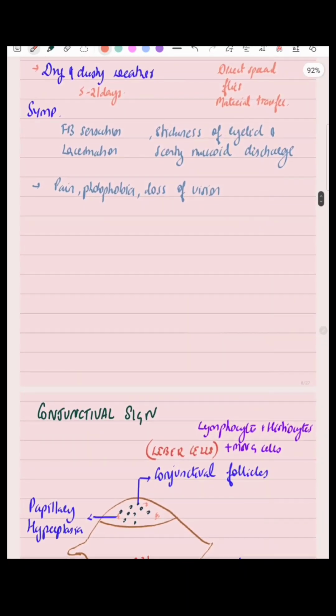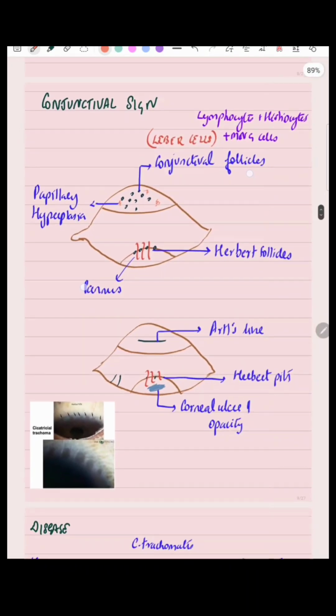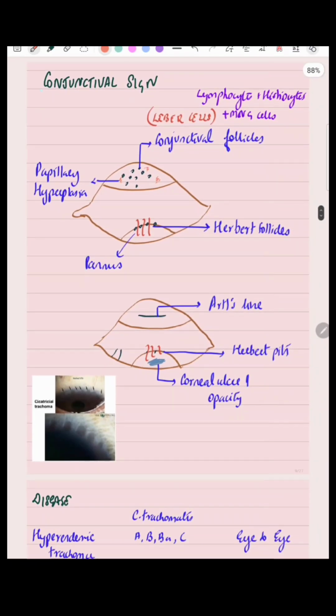Clinical features: symptoms include, initially, mild foreign body sensation, lacrimation, stickiness of eyelid and scanty mucoid discharge. Chronic infection and sequelae include pain, photophobia and loss of vision. Pain, photophobia and loss of vision will be seen in chronic cases. Now, coming to conjunctival signs.